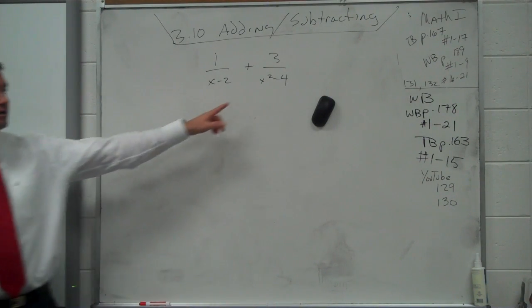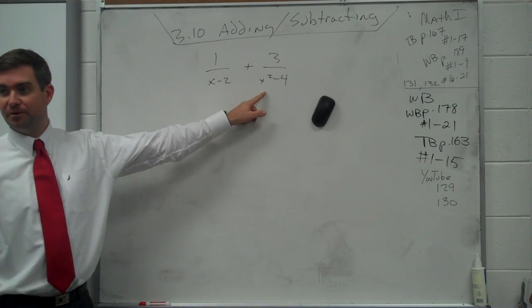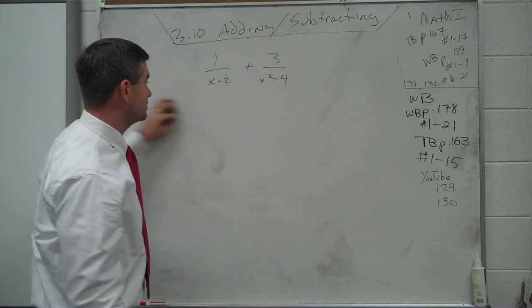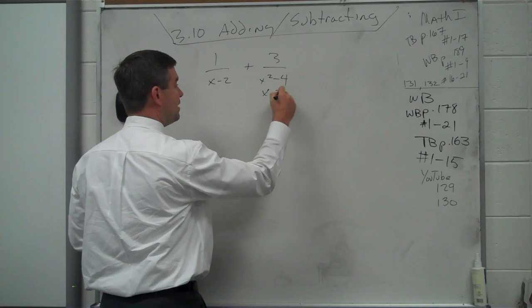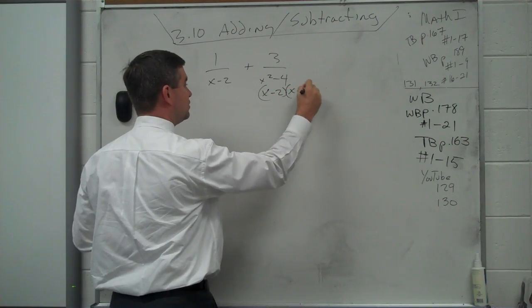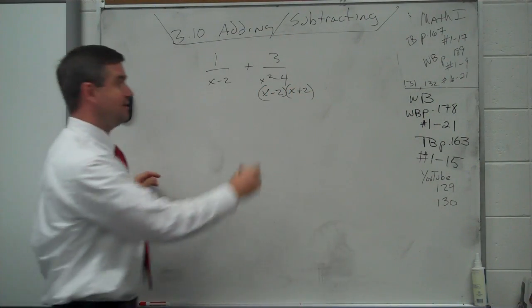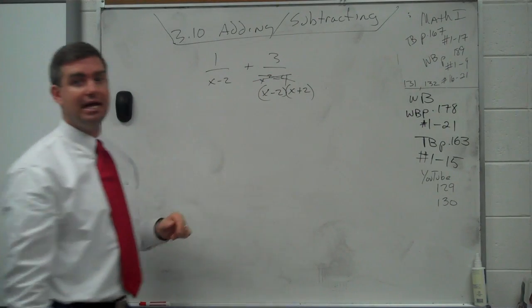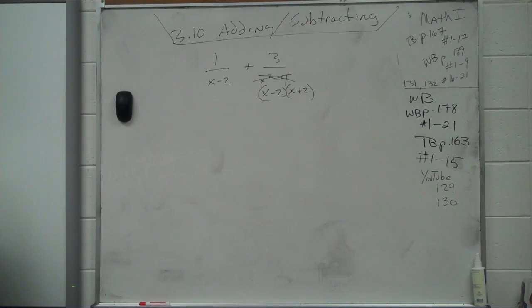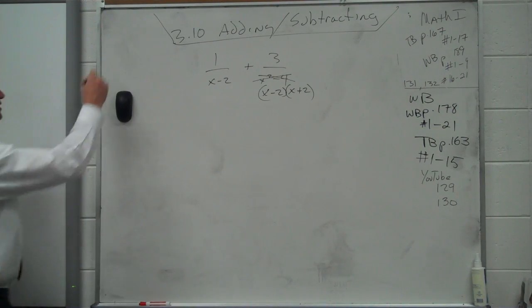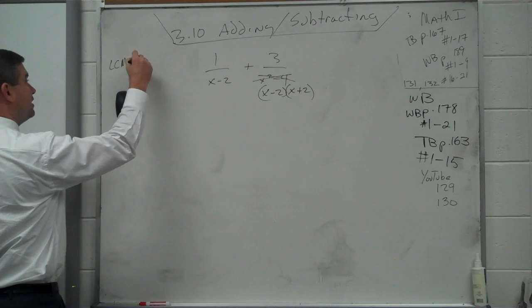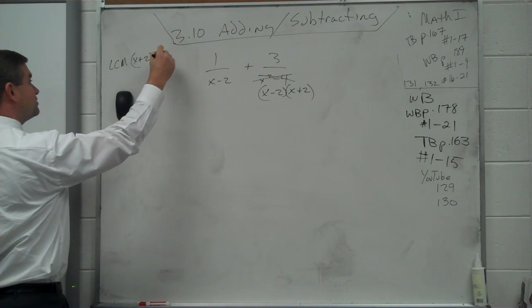What do you need to do over here? You've got the difference of perfect squares. You better factor that one. X minus 2 and x plus 2. Right? That's what that denominator factors into. Now, can you tell me what the LCM is? X minus 2 and x plus 2. The LCM has to be both x plus 2 and x minus 2.